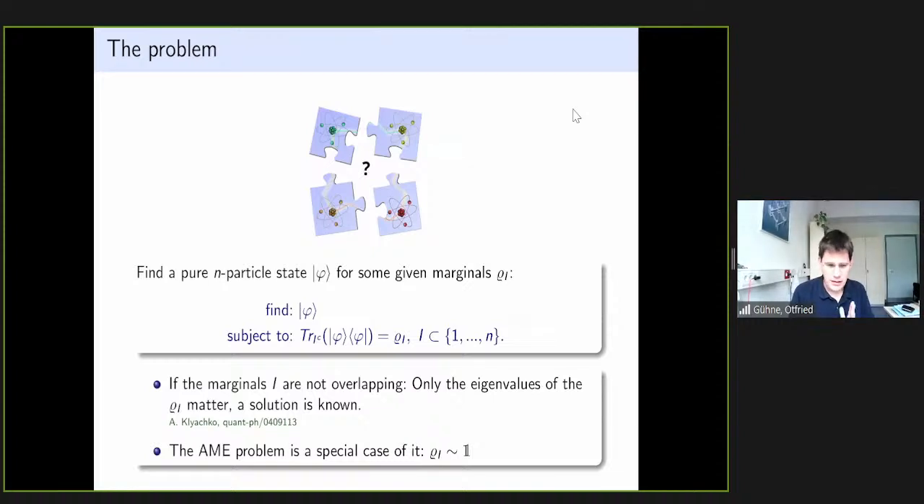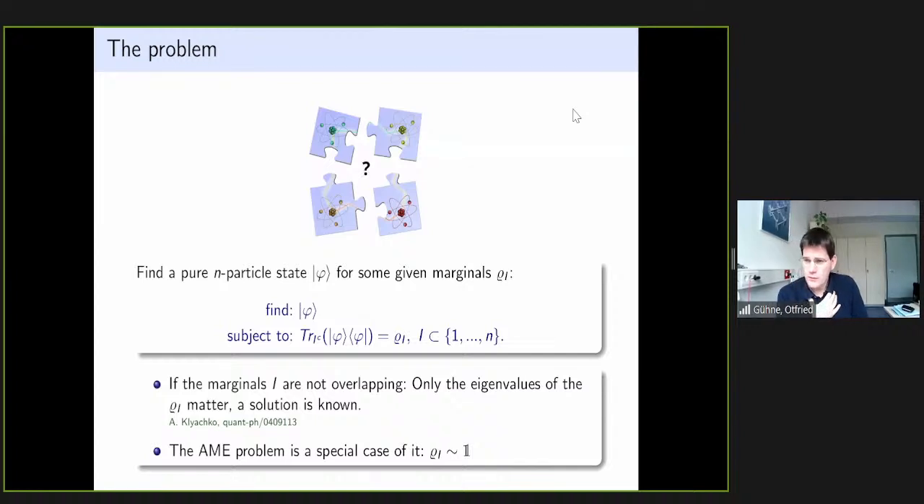Then actually, these marginals that are given here are not overlapping, because I just have four separate marginals. And then it's also easy to see, because I can diagonalize these by local unitaries, which means that in this case, only the eigenvalues of rho A, rho B, rho C, and rho D play a role. Because I can always, without losing generality, choose them to be diagonal in a suitable basis, and then construct the state in this basis.